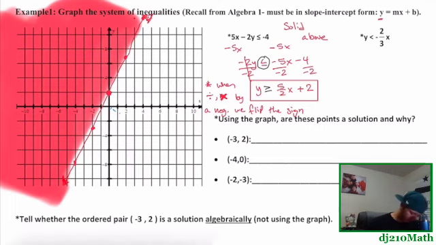Second line. Y is less than -2/3 x. So right away, y is already by itself. So we don't have to do anything algebraically. We just have to interpret correctly. So this is strictly less than. So this is going to be dotted. And we're going to shade below. Dotted and below.